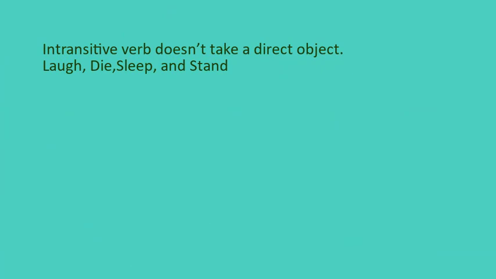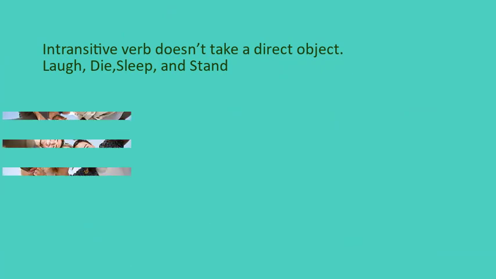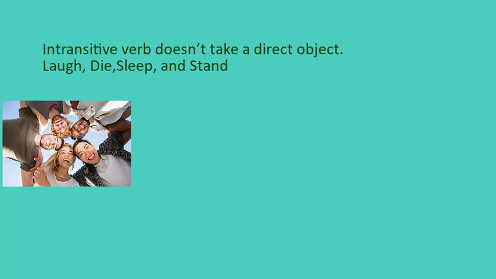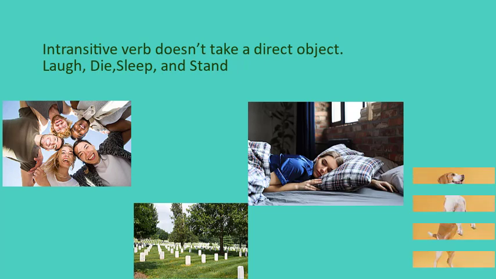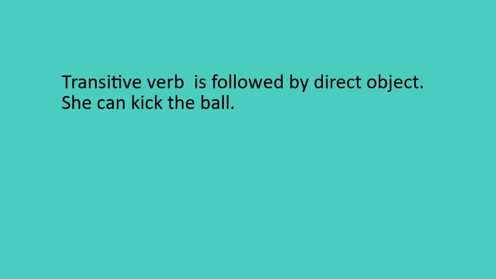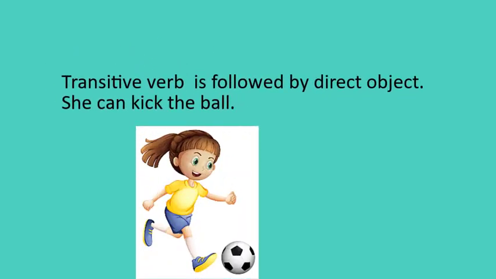Okay, let's work on the intransitive verb. An intransitive verb doesn't take a direct object, like laugh, die, sleep, and stand. The next one is the transitive verb, which is followed by a direct object. Example: she can kick the ball.